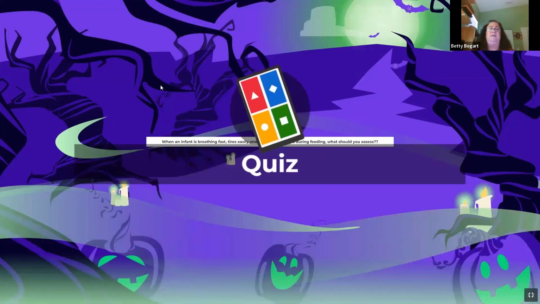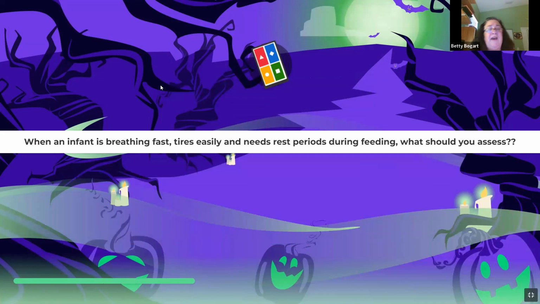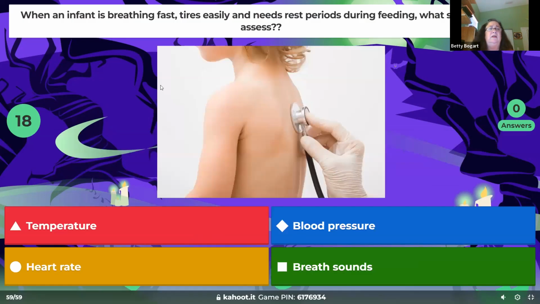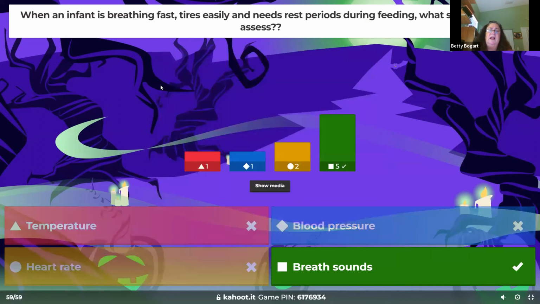And last question. When an infant is breathing fast, tires easily, needs rest periods during feedings, what should you assess? What's going on? They're breathing fast, tiring easily, needs frequent rest periods. What do you need to assess? What do you think is going on here? They're probably in congestive heart failure, right? Breathing fast, so that means check their lungs, so it's the breath sounds.